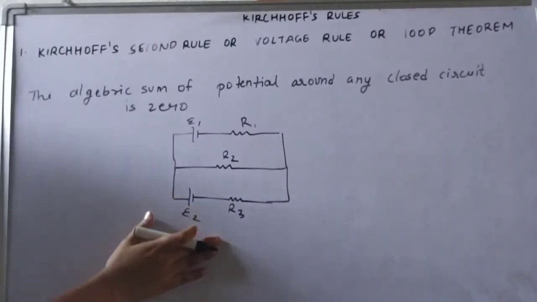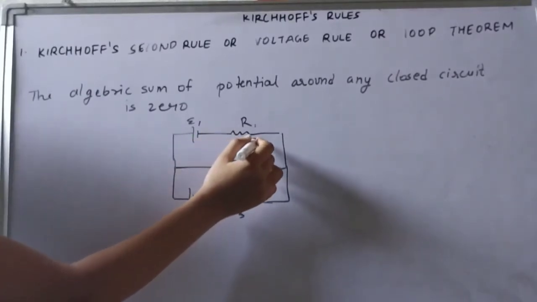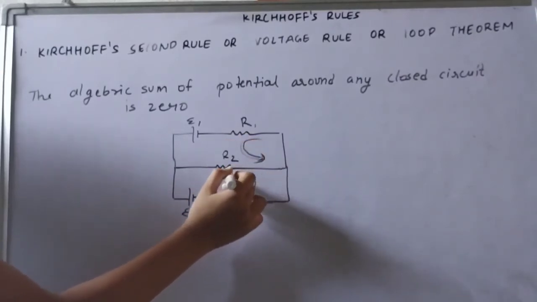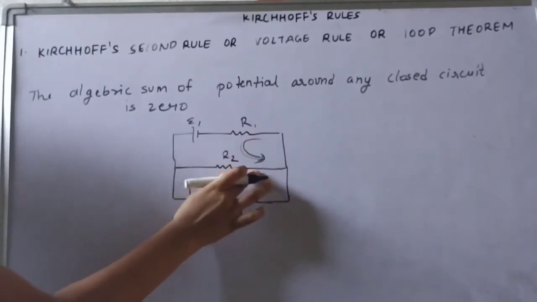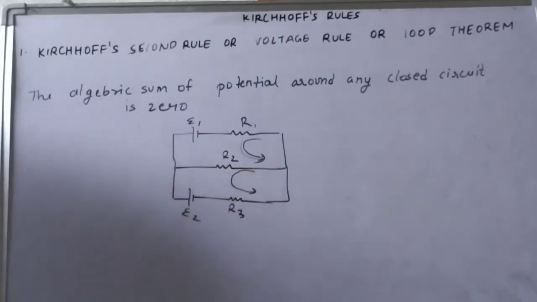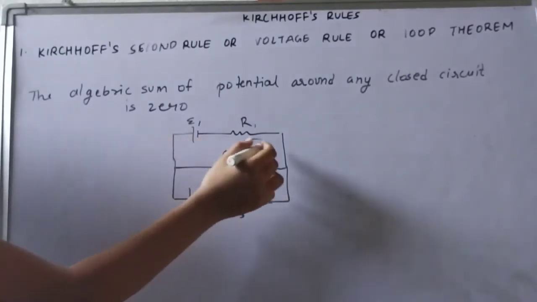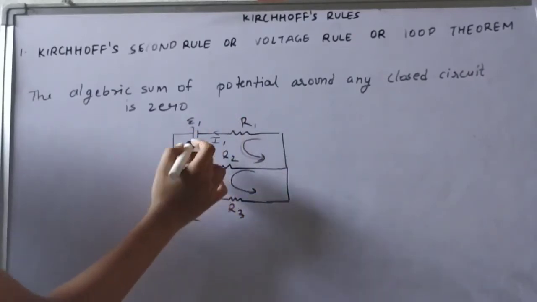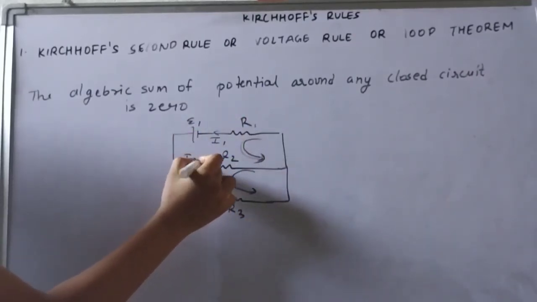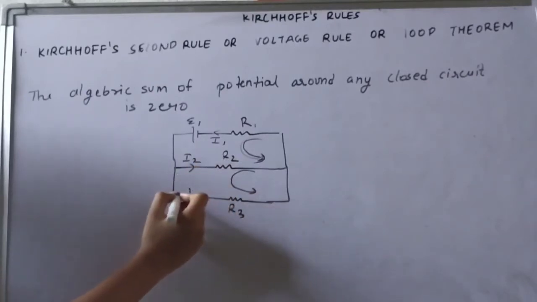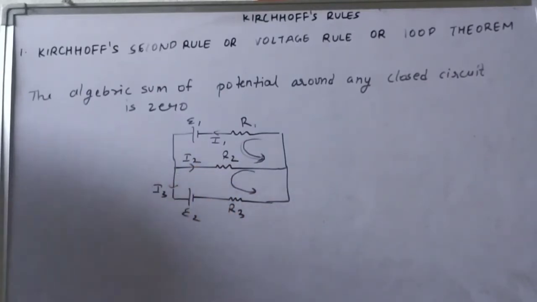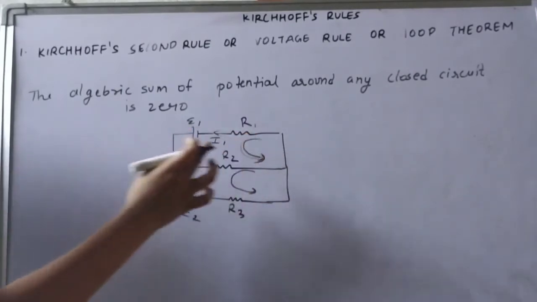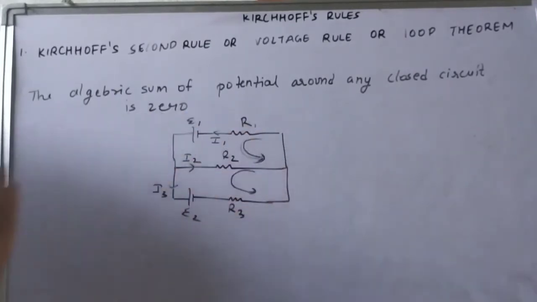To solve, we will make loops. I have taken the loop in this direction in the upper half, and in the lower half we take the same direction. The current will flow as I1 in this part, I2 in this part, and I3 in this part. In whichever direction you have taken the loop, you have to make the equation in the same direction.